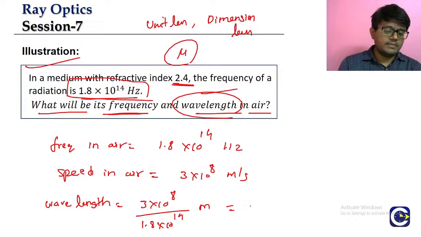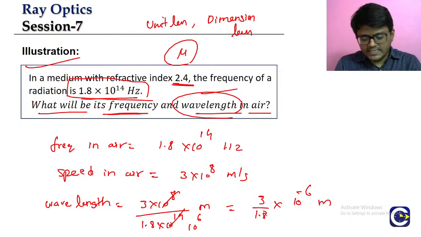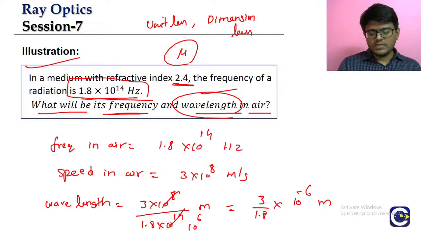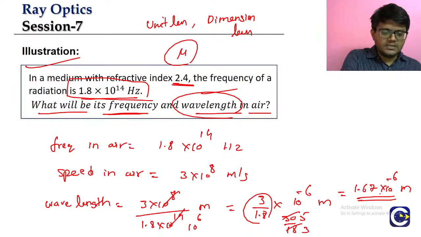So look at this, guys, what will be the answer? 10 power 8 divided by 10 power 14, 10 power minus 6 will remain. So it is 3 by 1.8 into 10 power minus 6 meter. Now we see there is a cancellation possibility. 3 by 1.8, multiplying by 10 on both sides, is 30 by 18. Six 5s are 30, six 3s are 18. So 5 by 3 is 1.67. So 1.67 into 10 power minus 6 meter will be the wavelength.